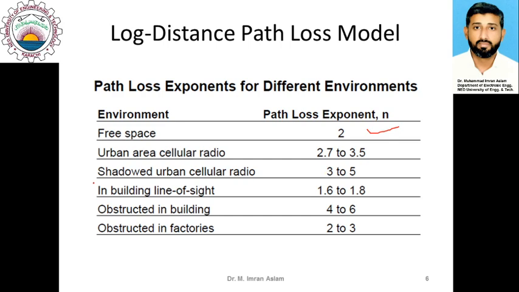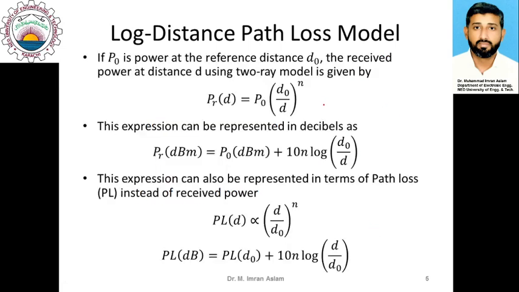For in-building communication, provided there is a line of sight component available, the path loss exponent is significantly small, in the range of 1.6 to 1.8. If there are obstructions in the building, in that case it goes between 4 to 6. And if we are working in factories, an indoor environment which has some obstructions as well, in that case it comes out to be 2 to 3. So by using these different values of n, we can easily model different types of environment by using the log distance path loss model which I showed earlier.